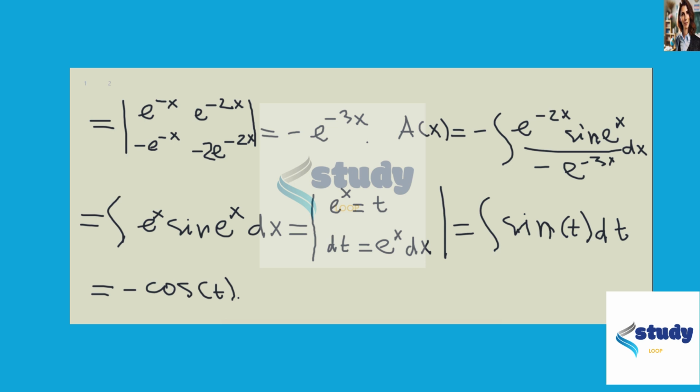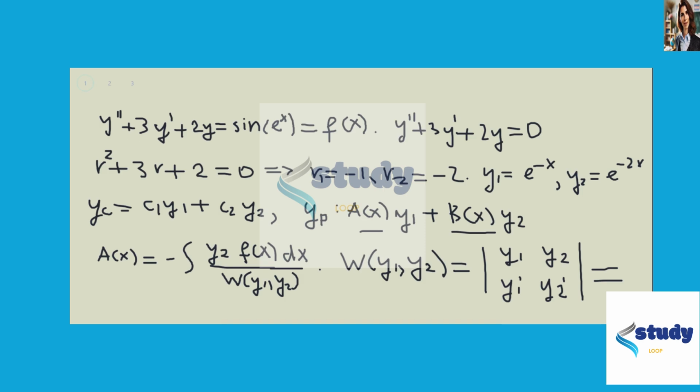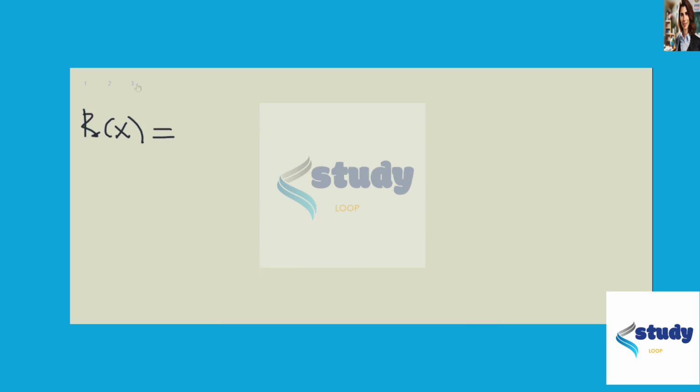And so let's move on to the calculation of b(x). Let's start on a new page here. So b(x) is technically the same calculation. I guess I haven't written down a formula, but it's very similar. You simply get rid of this negative sign, and this will be y1. So b(x) would be the antiderivative of y1 times f of x divided by the Wronskian W.